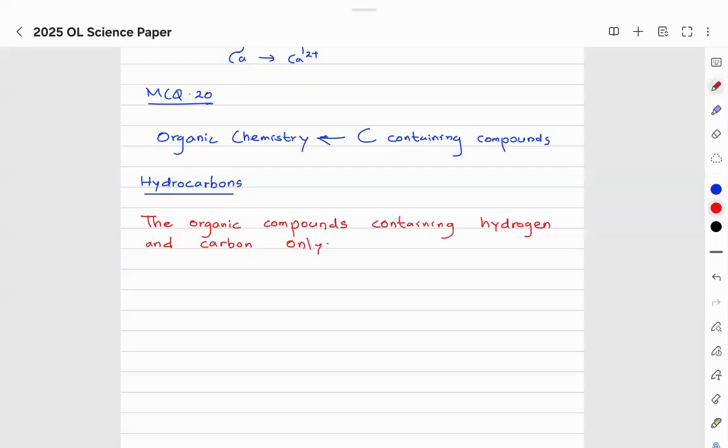So, for example, we can say petrol, diesel, kerosene, LP gas, methane. These are examples of hydrocarbons, right? Carbon and hydrogen containing compounds. Do you know the formula for petrol? C8H18, just for your knowledge. This is what we consider as octane. There are 8 carbon atoms and 18 hydrogen atoms, octane.